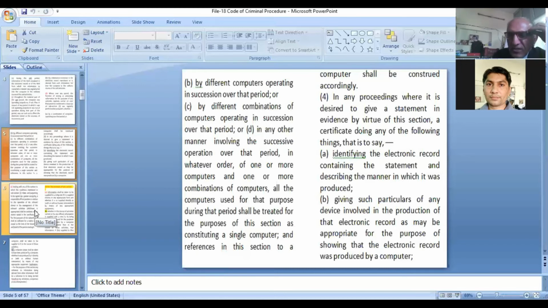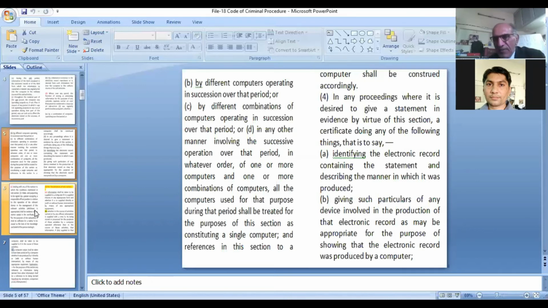A certificate condition has been put, and this certificate condition is with respect to A, identifying the electronic record containing the statement and describing the manner in which it was produced. So, the certificate is to be submitted regarding the identification of the electronic record as to the manner in which the same was reproduced.